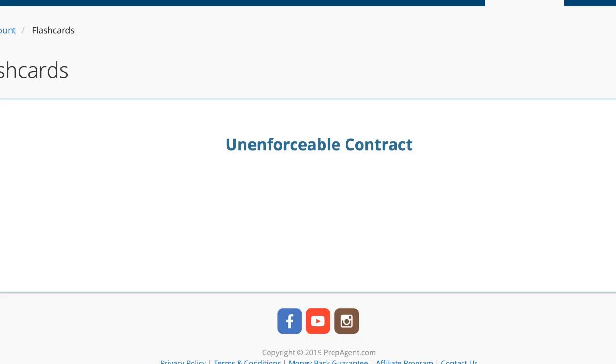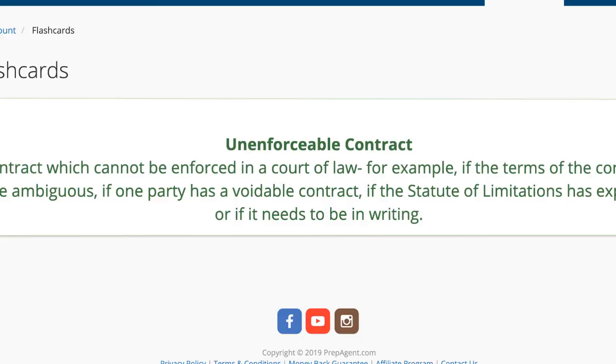Okay, unenforceable contract. So an unenforceable contract is a contract which cannot be enforced in the court of law.